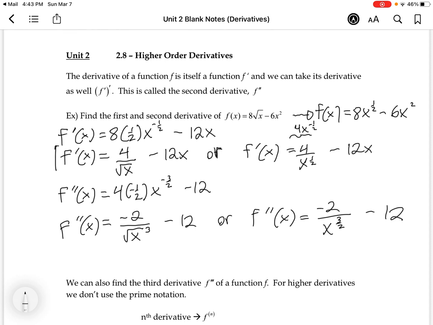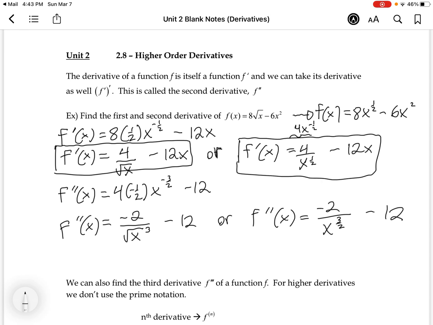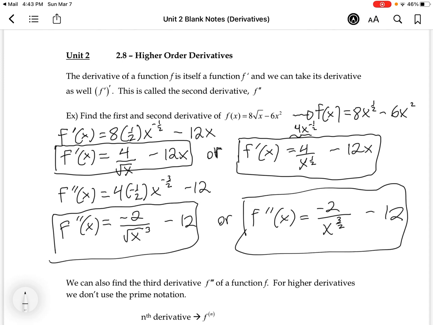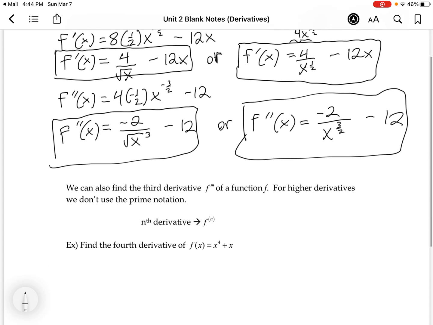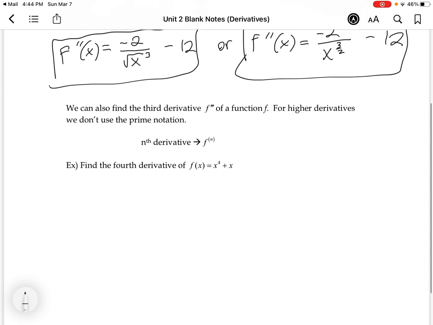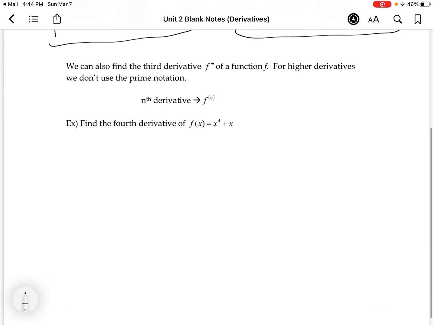Okay, so this is okay. Whoops, I cut off the square root of x there. That's okay. This is good, and this is good. Either form is fine. You can write the radical form or the fractional exponent form. You can keep going as well. You could take a third derivative or a fourth derivative. After you find the third derivative, we don't keep writing dashes. We just write the number after the third one. If you're writing the fourth derivative, you would just write f with a 4 in the superscript.